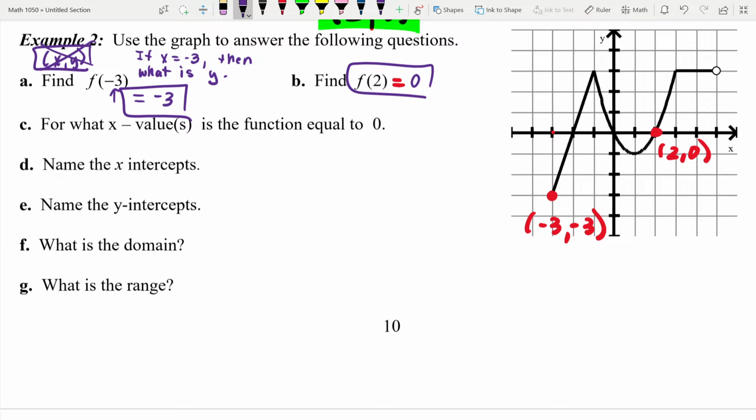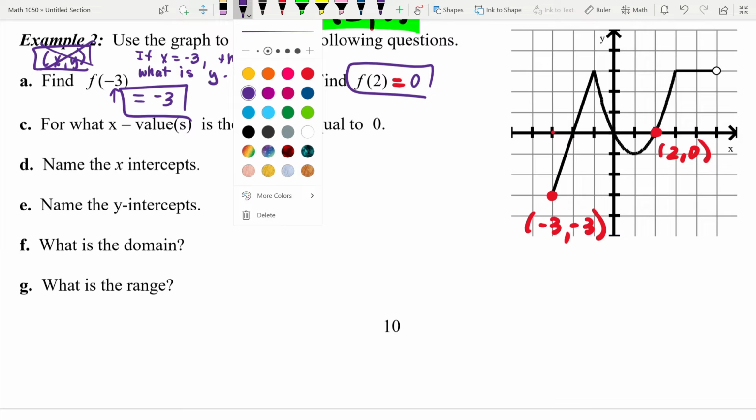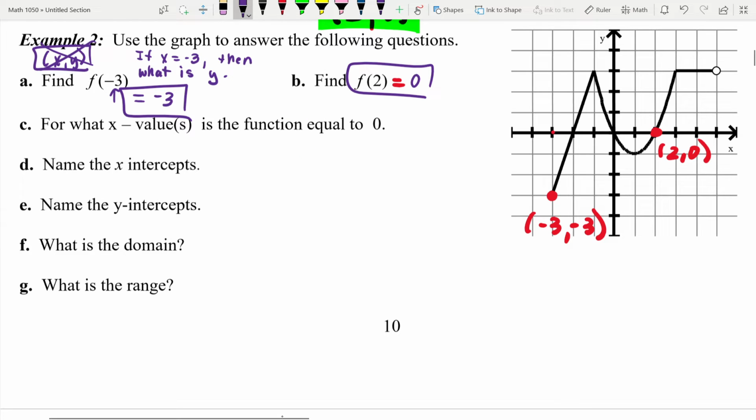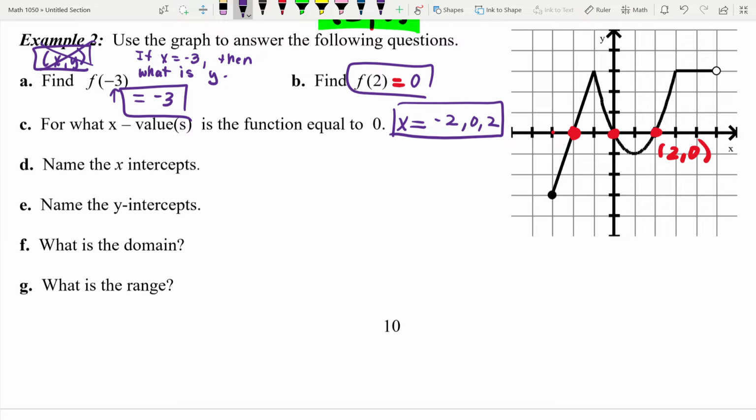For what x values is the function equal to 0? You guys, you have to read so carefully. Look, they say for what x values. So we're going to say x equals, because they wanted x values, right? So the place where the function is equal to 0 is these 3 places right there, okay? So what are those x values? They are -2, 0, and +2. That's how you're going to have to write it, okay?